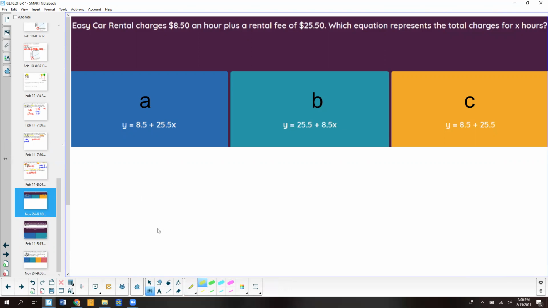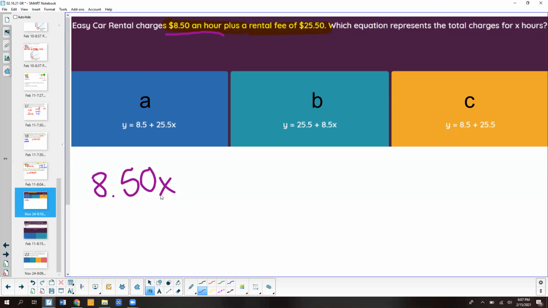If I'm looking at important numbers, they charge $8.50 an hour plus a rental fee of $25.50. So you need to be thinking, okay, I see 2 numbers. I need to figure out which one's my constant and which one's my variable. $8.50 an hour means $8.50 per hour, so that is going to be our variable term.